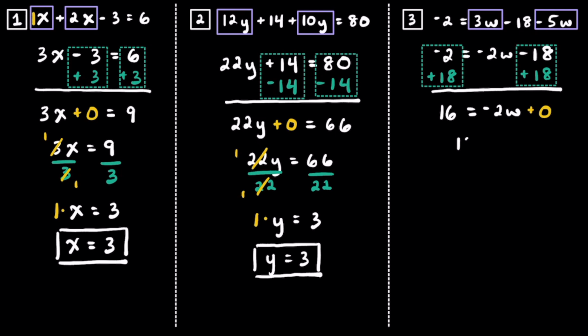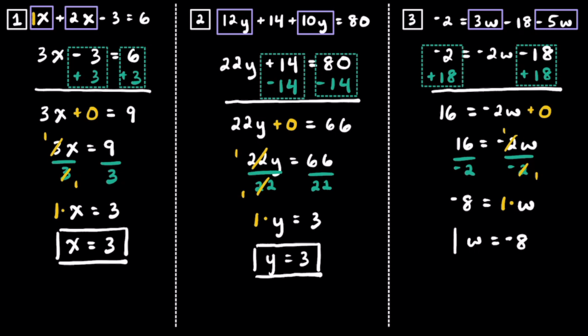Of course, we can go ahead and drop that 0 and say that 16 is equal to negative 2 times w. And to get a coefficient of 1 for w, we can go ahead and divide both sides by negative 2. And on the left side, that 16 divided by negative 2 is going to equal negative 8. And on the right side, this negative 2 over negative 2, or anything over itself, is just 1, so we'll have 1 times w, or 1w. Finally, we can drop that 1, and if we want to, we can turn this around as well and say that w is equal to negative 8. There's our solution.